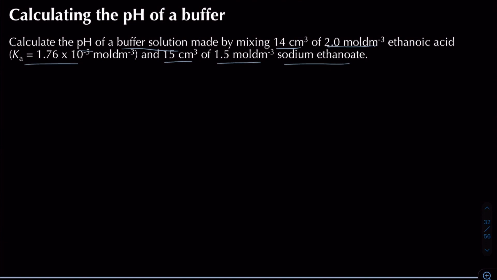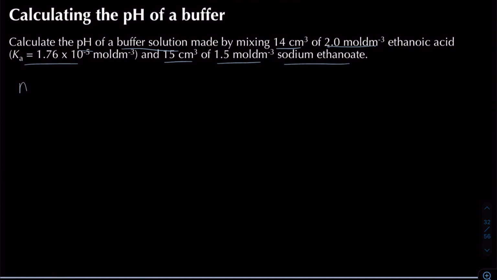Now the first thing is we need to find the number of moles of both ethanoic acid and our sodium ethanoate. If I work out my number of moles, I can then put that into my formula to find concentration. I can put that into my formula to calculate Ka, rearrange that to calculate the concentration of H+ because I've been given Ka, and then I can work out pH itself as well.